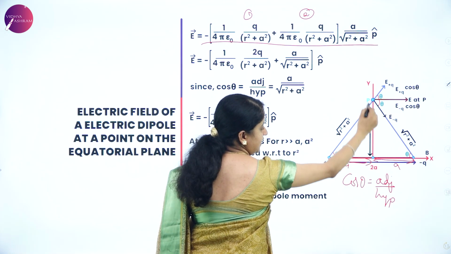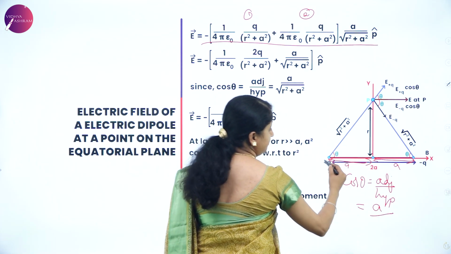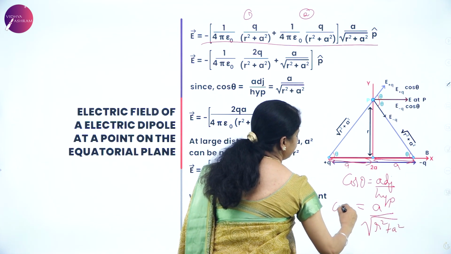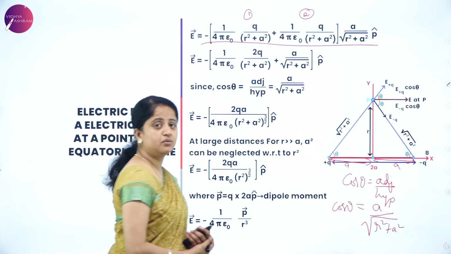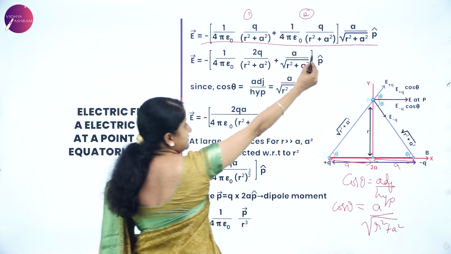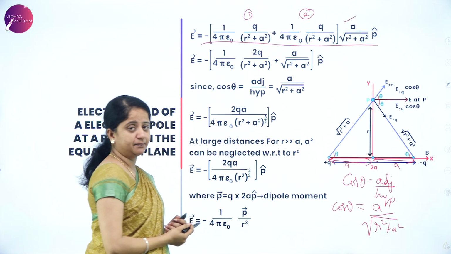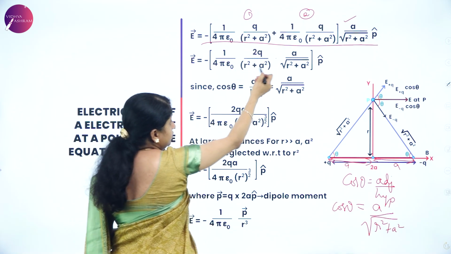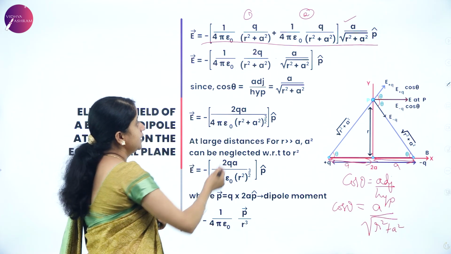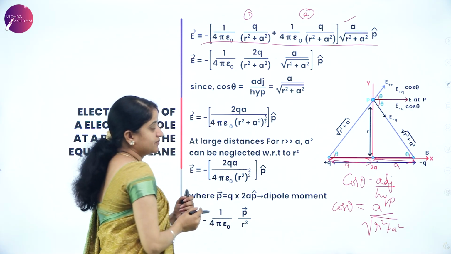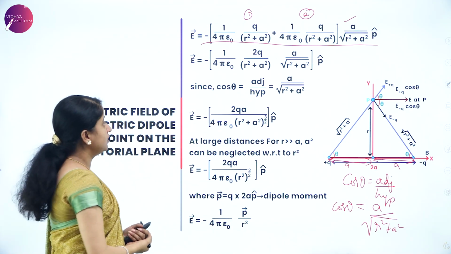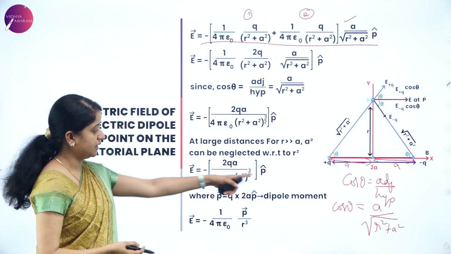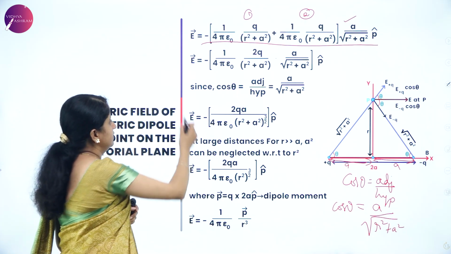So now consider this triangle. Adjacent is a and hypotenuse is root of r square plus a square. So now we got the value for cos theta, that is a divided by root of r square plus a square. So we have substituted the same, and p cap. So E is equal to minus 1 by 4 pi epsilon naught, q plus q is 2q, divided by r square plus a square, into a divided by root of r square plus a square, into p cap. Because we know that cos theta is equal to a divided by root of r square plus a square, as I have solved already.